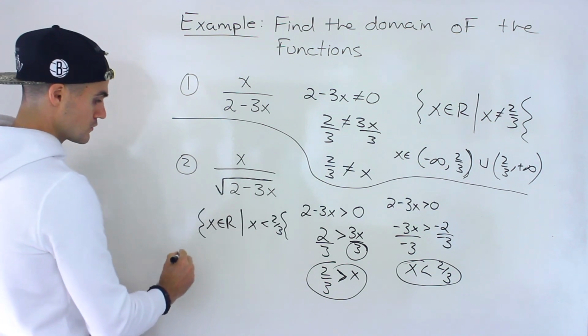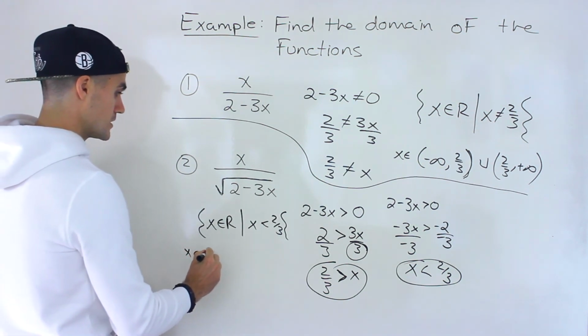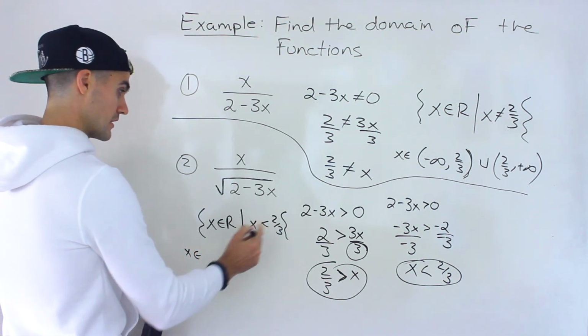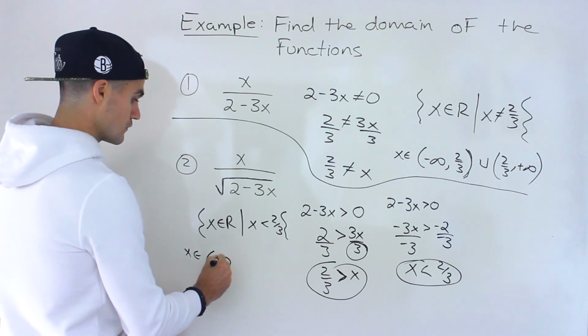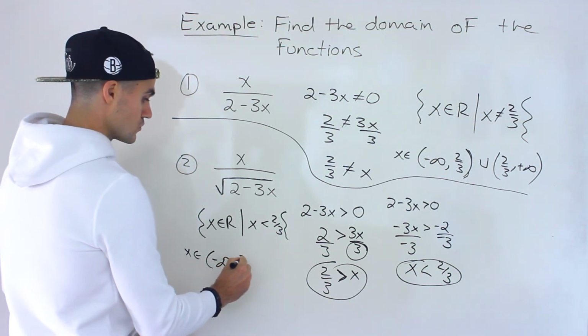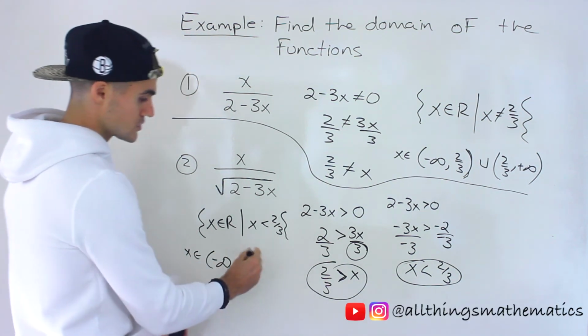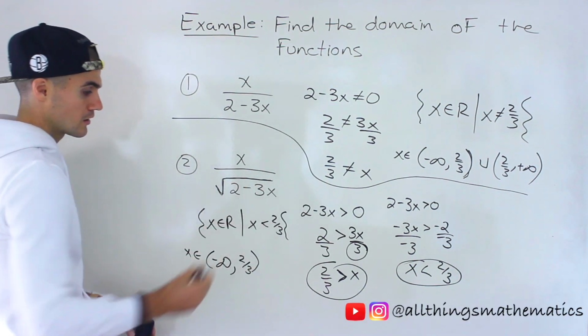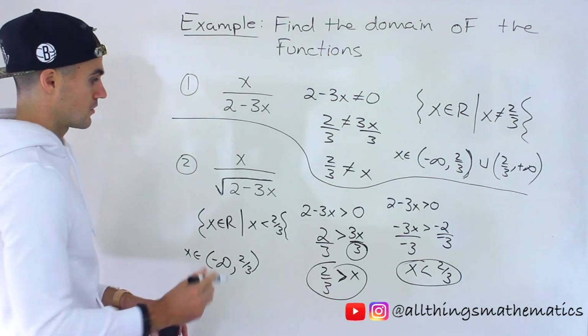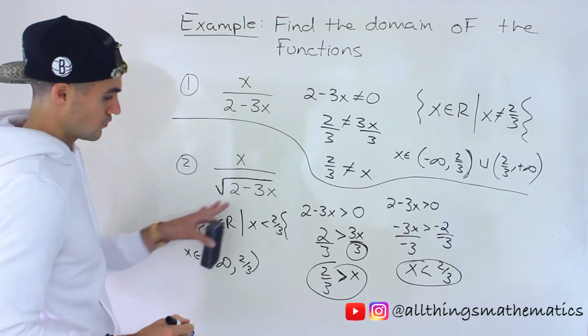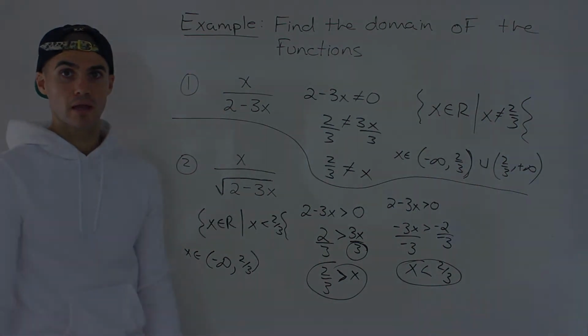And if you put it in interval notation, you would say x is an element of, since x has to be less than 2 over 3, from negative infinity to positive 2 over 3, and not inclusive of 2 over 3 because that denominator can't be 0. Right? So just putting a square root there really does change up the domain of the function.